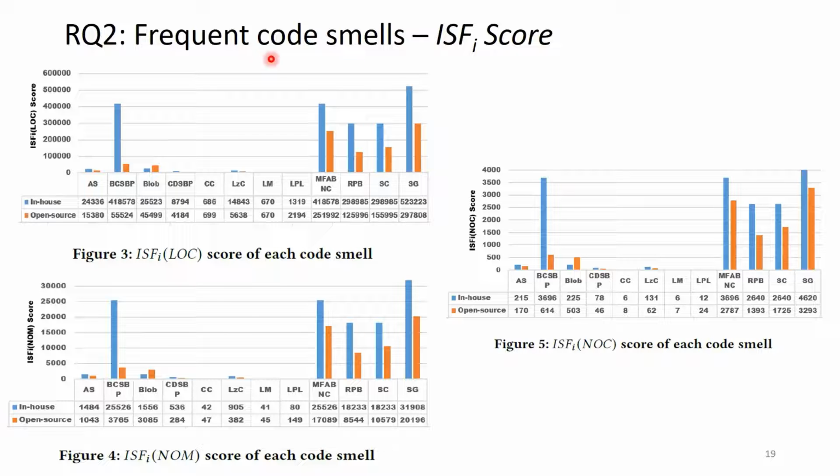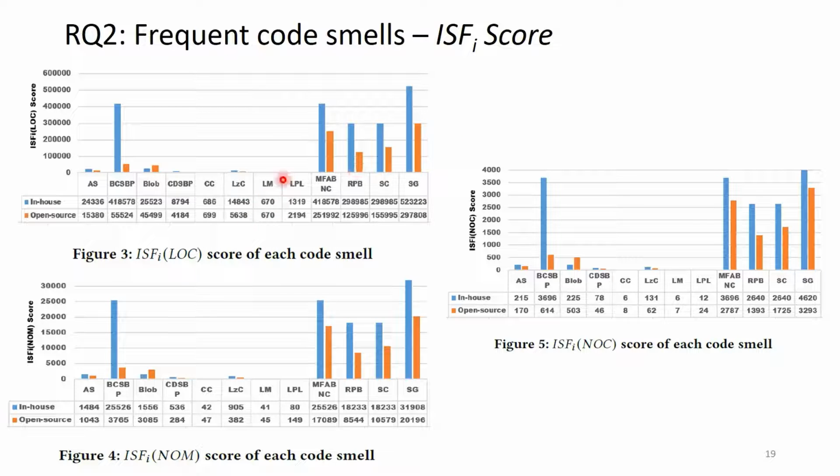RQ2, frequent code smells based on ISF score. Figures 3, 4, 5 illustrate the score of ISF based on LOC, NOM, and NOC score. So the lower the value of the metric for a particular smell, the more frequent the occurrences of the smell. And here we can see that long method, complex class, long parameter list are the smells that contain lower ISF score, and this is true for every figure in this slide. And the higher value means these are less frequent.